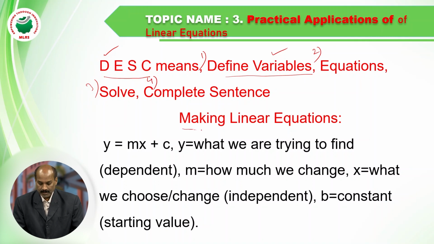So, for example, the simple linear equation is y is equal to mx plus c. Here y represents what we are trying to find, the dependent variable. M represents how much we change. X represents what we choose or change, the independent variable. X denotes the independent variable, and c is a constant, that is the starting value.